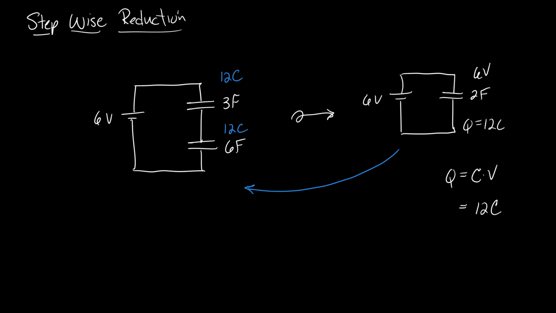Now that I've stepped backwards, I go to my circuit where I've just stepped backwards, and I compute whatever value is missing. In this case, the voltage is missing. So I want to compute the voltage, again using the same formula, Q equals CV, but now solving that for V. So V equals Q over C. So 12 divided by 3 gives me 4 volts. 12 divided by 6 gives me 2 volts.